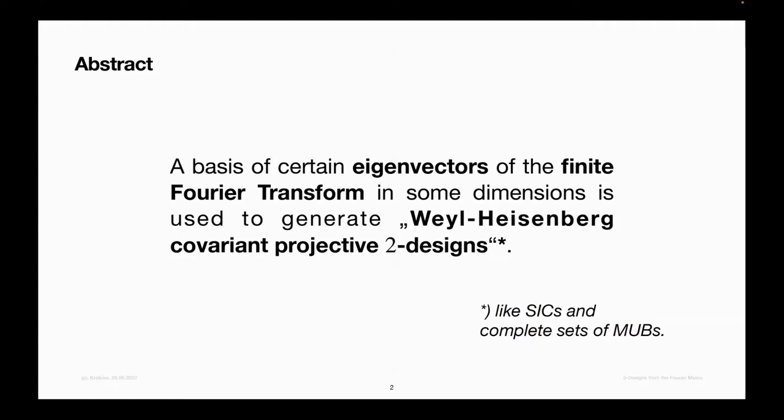I think most of the terms that were mentioned in other presentations, like Fourier transform, generalized Fourier Hadamard matrix, Weyl-Heisenberg groups, and also projective 2-designs, were presented. Basically, under this definition of Weyl-Heisenberg covariant projective 2-designs, things like SICs and complete sets of MUBs are also inside. So this is kind of another structure similar to SICs and similar to MUBs, which, as far as I know, was never presented anywhere.